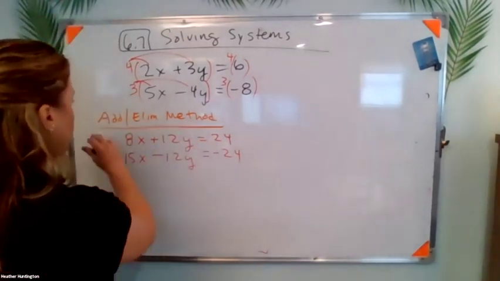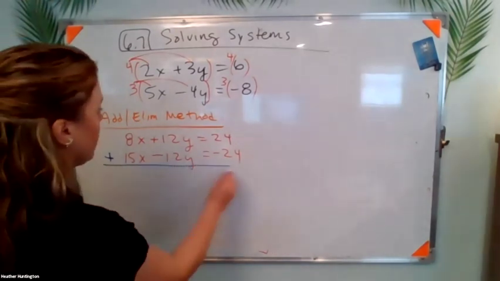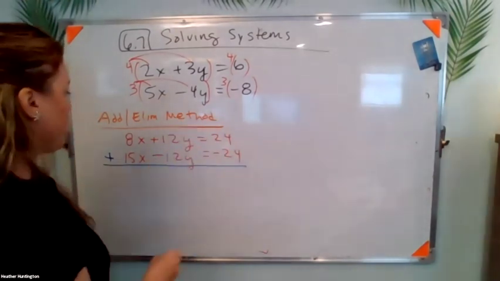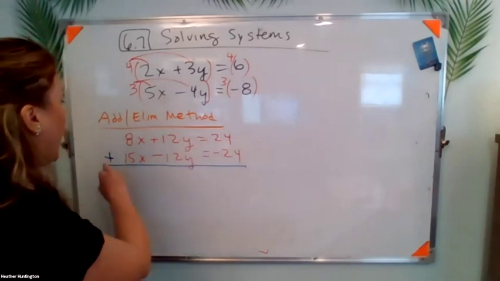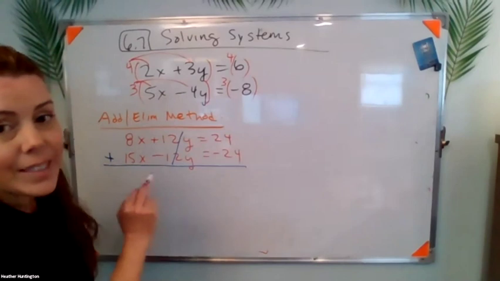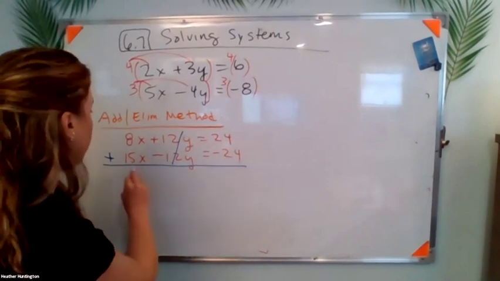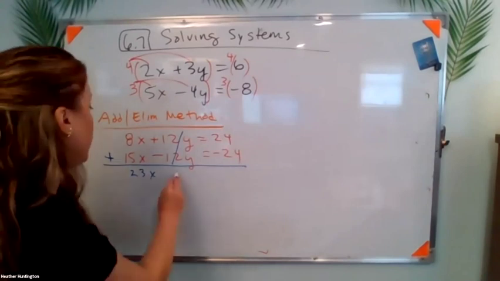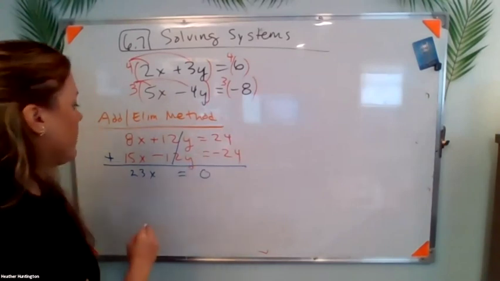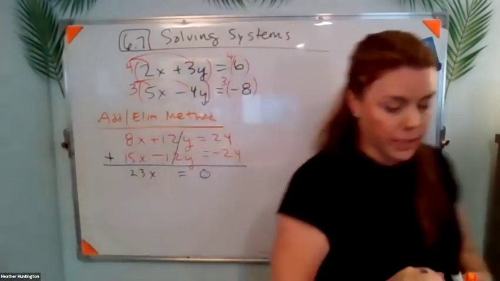So different textbooks call it the addition method and other ones call it the elimination. I call it both. You can Google it and you can get both. All right, so when I add these now, look, those cancel, and that was my goal. It would get eliminated. And I have 23x over here, and then I have 0. Okay, good. Now we have to continue solving.